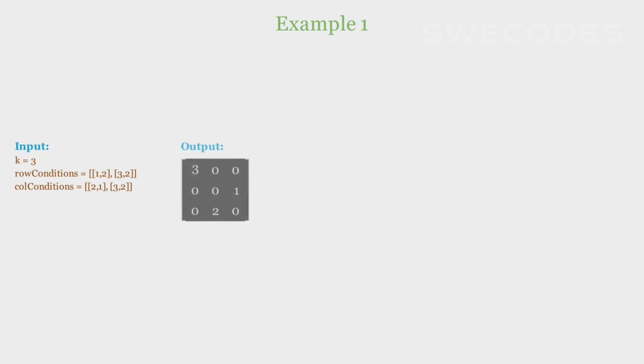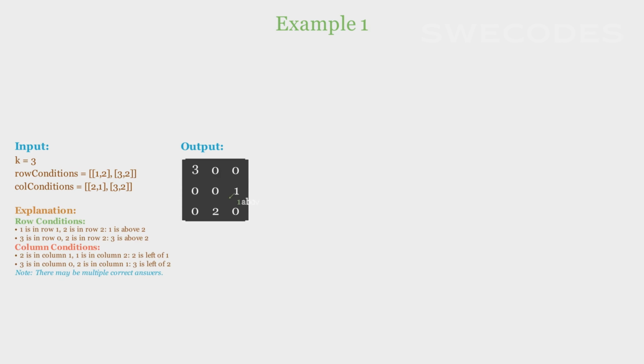Let's look at our first example to get a better grasp. We have k equals 3, row conditions equals [1, 2], [3, 2], and col conditions equals [2, 1], [3, 2]. The output matrix satisfies all conditions. 1 is above 2, 3 is above 2, 2 is left of 1, and 3 is left of 2. This example shows us how the conditions translate into matrix positions.